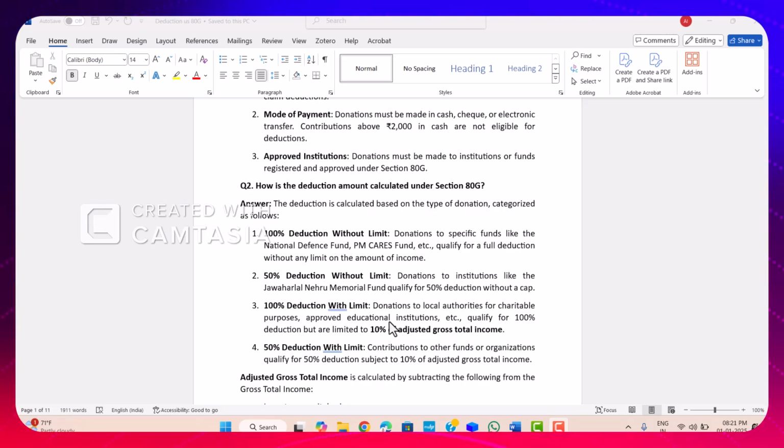we have to add all the actual donations which come under the donation to the approved institution, and we have to take 10% of the AGTI, and then we have to see the actual donation or the 10% of AGTI, whichever is less, and whichever is less will be called the qualifying amount. From that qualifying amount, if there is any 100% donation to the approved institution, we have 200% of donation which we can give for the approved institution.